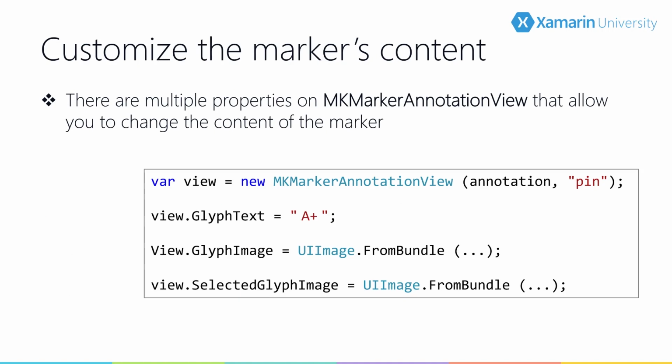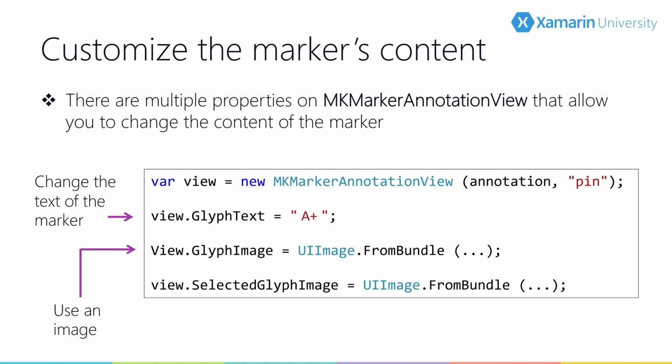MKMarkerAnnotationView was designed to allow basic customization of the marker's content. The glyph text allows you to assign a string to the contents of the marker. And you can change the image of the marker by changing the glyph image property. You can also display a different marker image if the annotation has been selected by using the selected glyph image property.